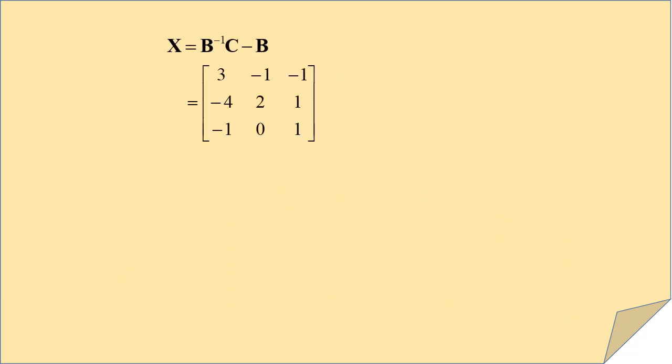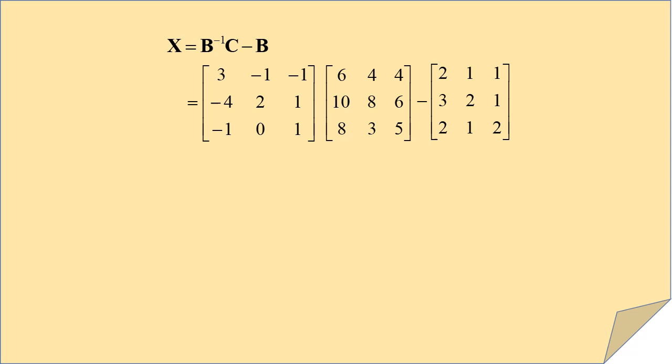What is B inverse? We have it already in the question. Matrix C also, we have it in the question, and also matrix B. Now we only have to do multiplication between B inverse and C. What do we have for the multiplication? 18 minus 10, 8 minus 8, 0. And so on. Then we have 12 minus 8 is 4, minus 3 is 1. 12 minus 6 minus 5 is 1.